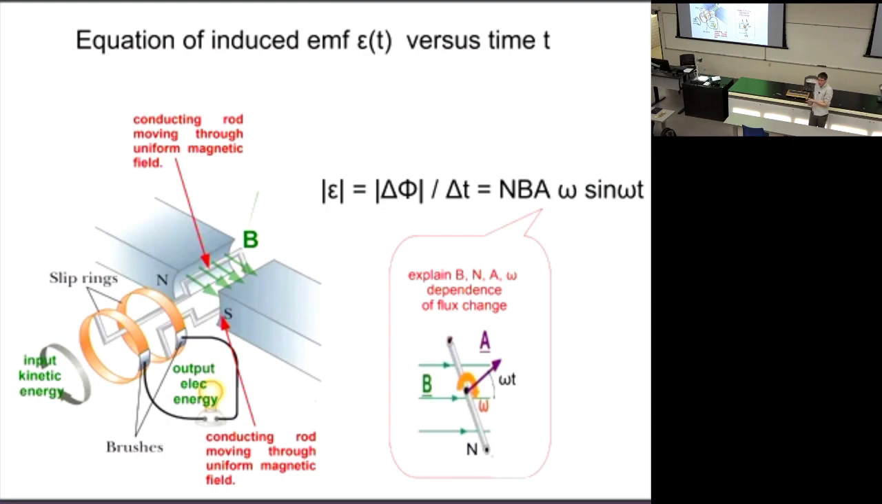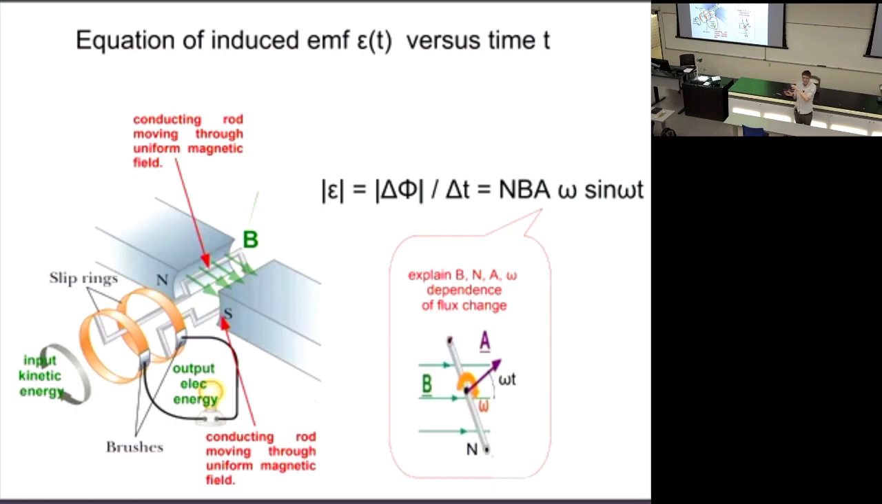If you make that field bigger, you're going to create a larger induced EMF, larger induced current. If you make it smaller, smaller induced EMF, smaller current. So that seems very natural. A, this uppercase A, that's the area of the loop. That's the number of square centimeters or square millimeters or square meters of this rectangular loop that's bathed in this magnetic field. The bigger the area of the loop, the more induced EMF, induced current you'll get. The smaller the area of the loop, the smaller the induced EMF, induced current you'll get. That makes sense too, right?